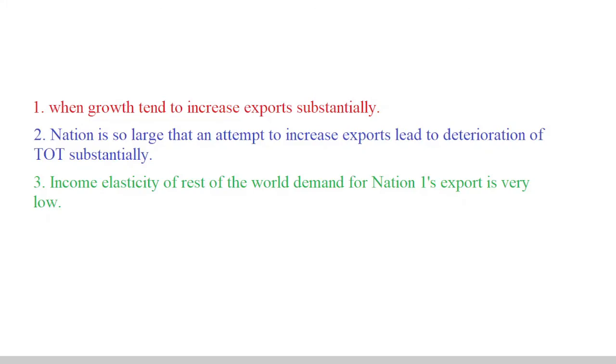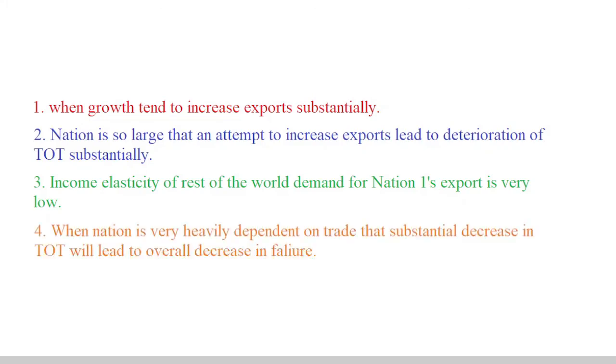And the fourth and final reason is when a nation is very heavily dependent on trade. That is, you are very heavily dependent on imports and very heavily dependent on exports for your income. So in that case also a decrease in the terms of trade will lead to a decrease in welfare. Sorry, here it is written as failure, it is welfare.